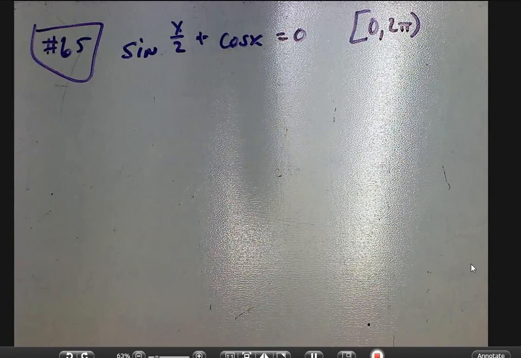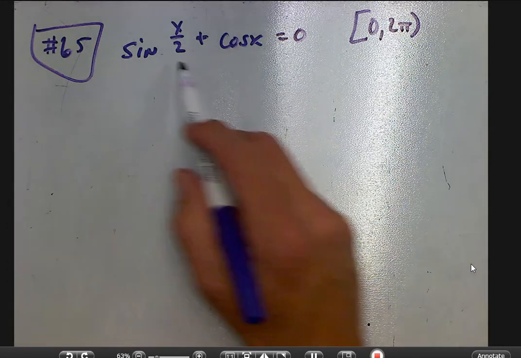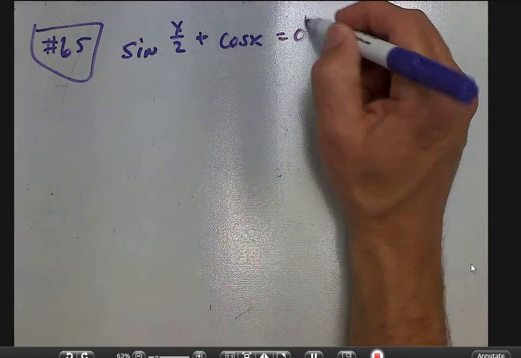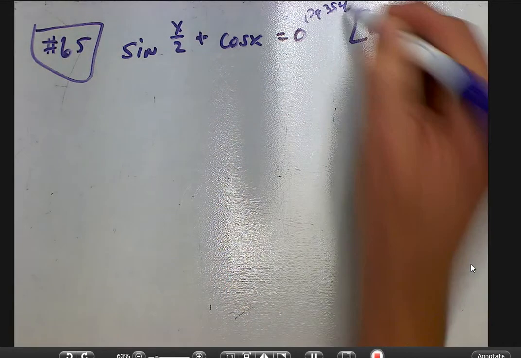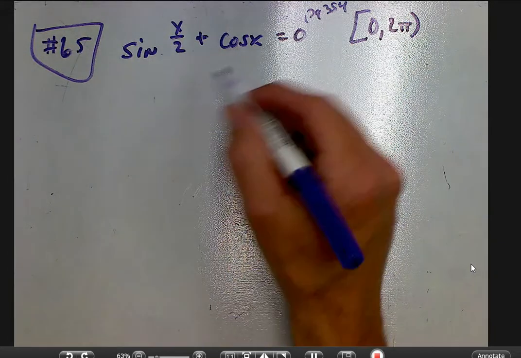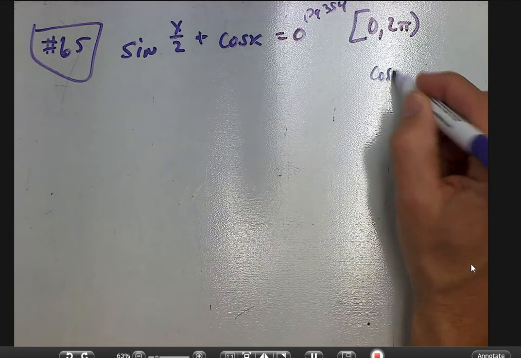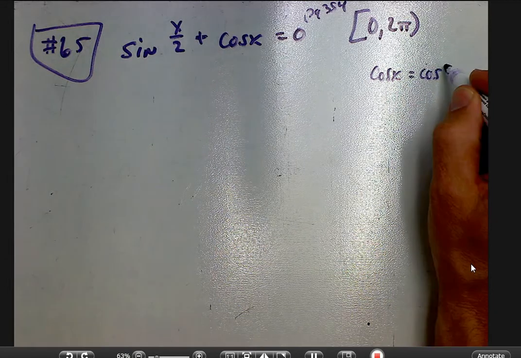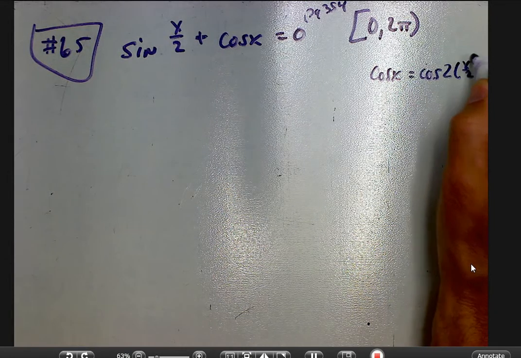Okay, here's the solution to number 65. On number 65, since I have a sine of x over 2 and a cosine of x, this one's kind of tough. But if you look at page 384 in your book, it explains that the cosine of x could be written as the cosine of 2 times x over 2.